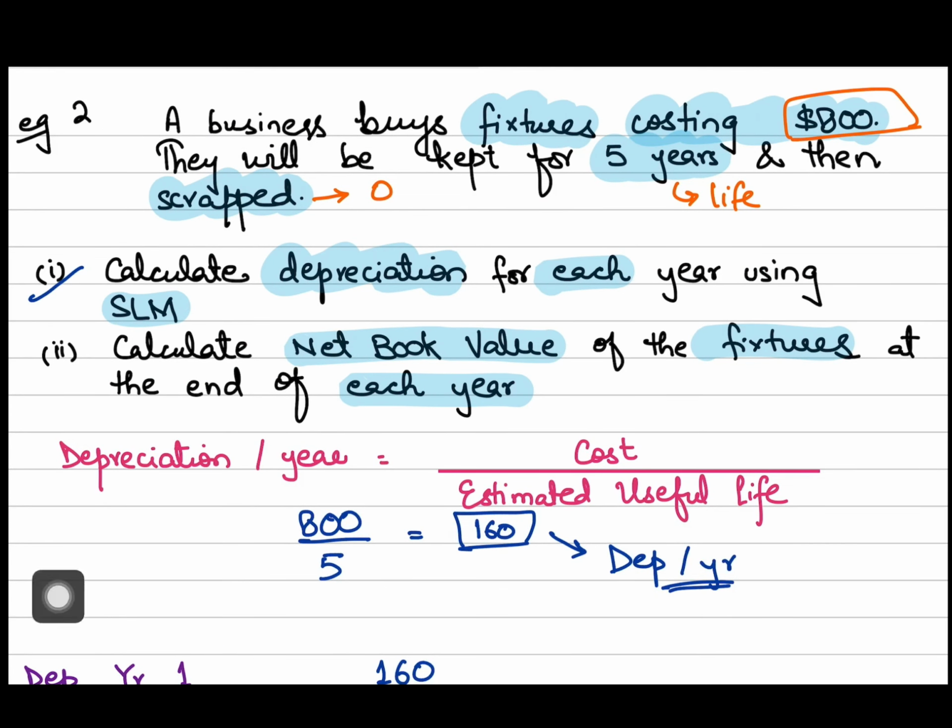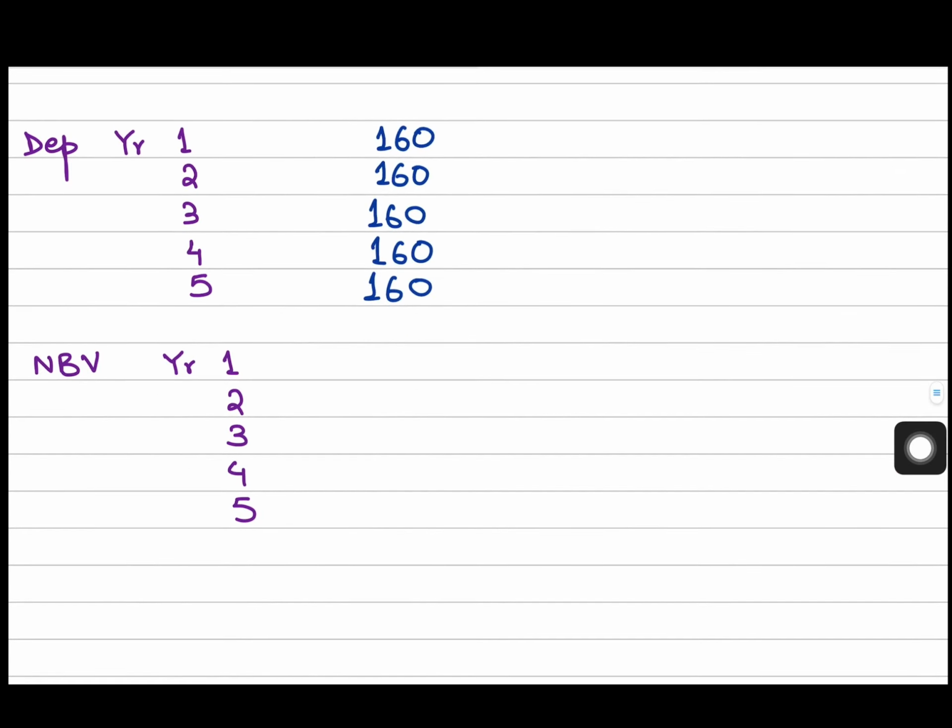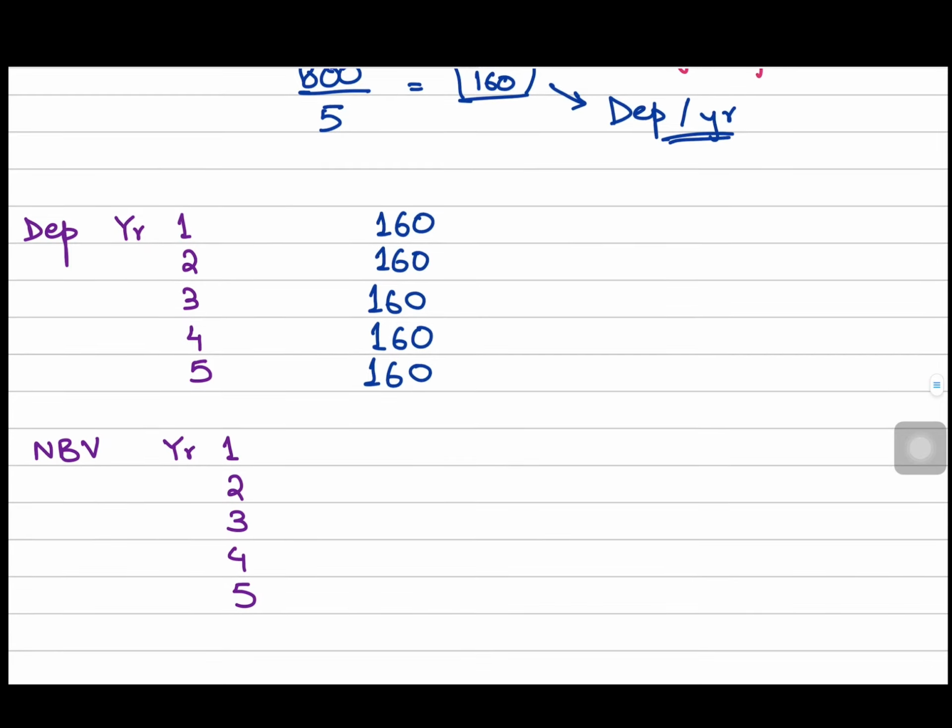Now the second requirement is to calculate the net book value of the fixtures at the end of each year as well, right? So again, how can we find this? Net book value is the cost less the accumulated depreciation. So in year 1, 800 less 160, that is the depreciation charge for the first year only. So that would be 640, right? We are done with this.